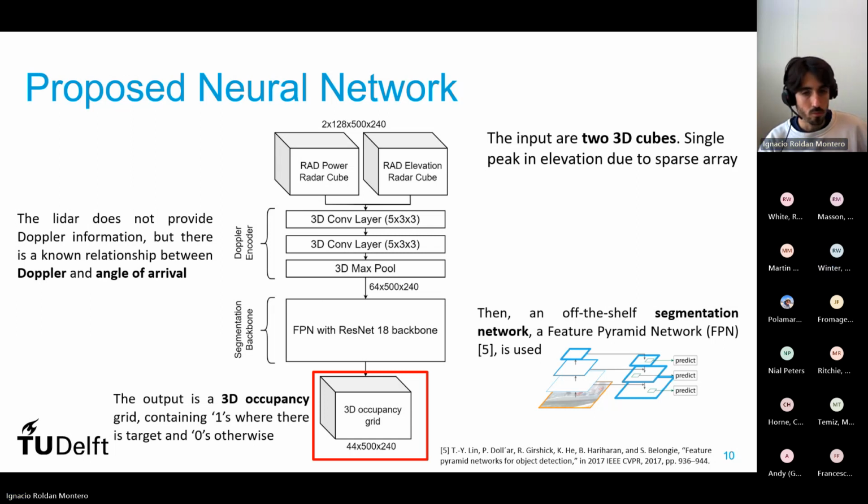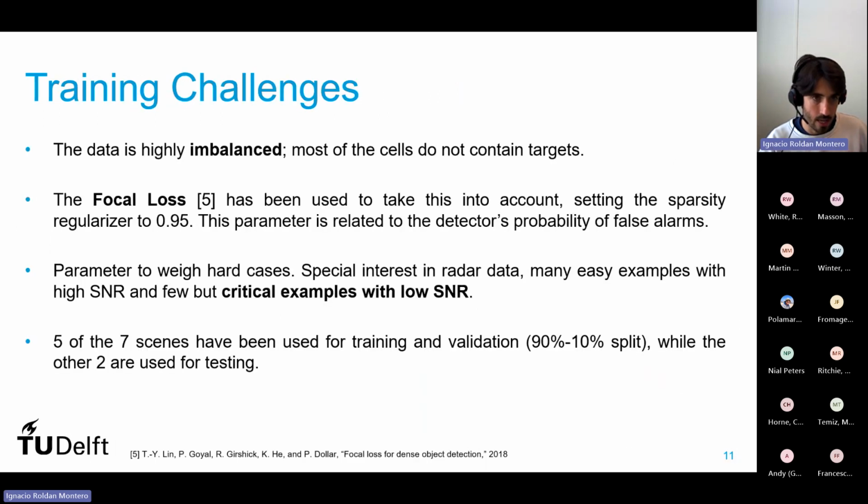But to train this network, you have to overcome some challenges. First of all, the data is highly imbalanced. If you look around, wherever you are, in a room, most of the space is empty. So most of the voxels don't have a target. So you have to carefully treat this. And to treat this, we use something called focal loss.